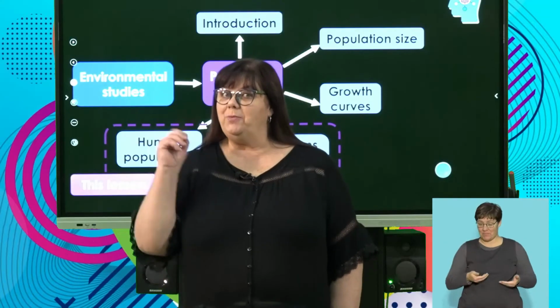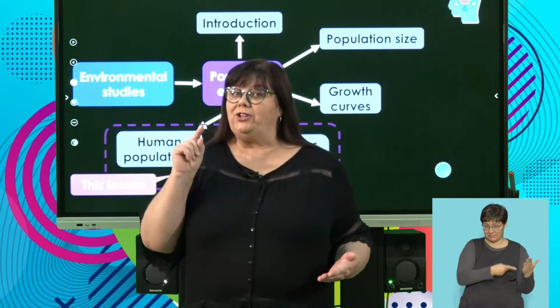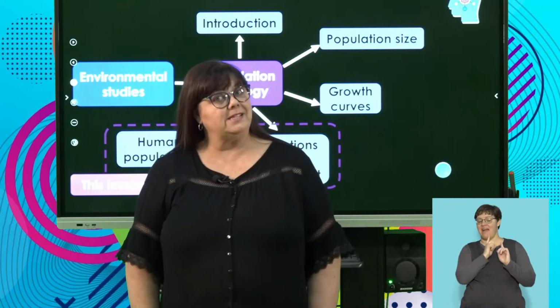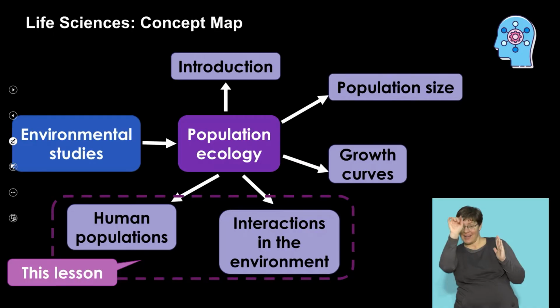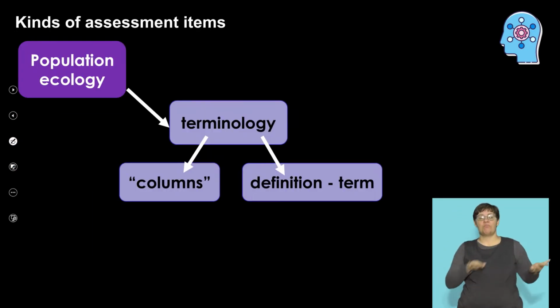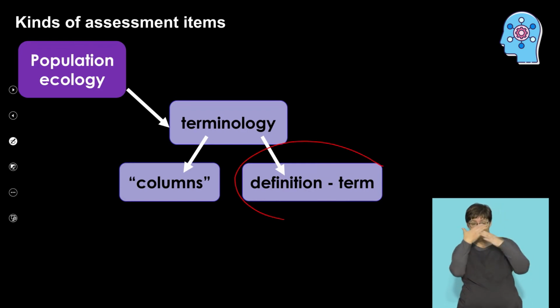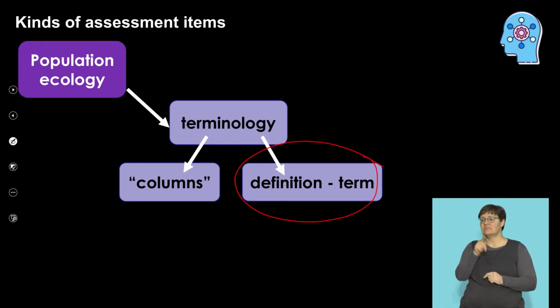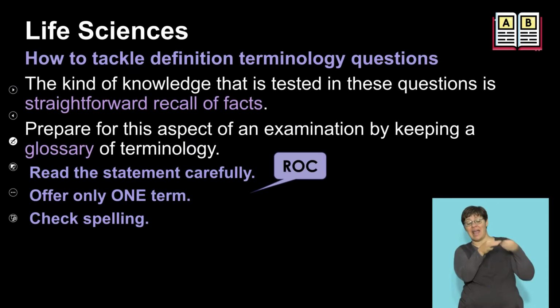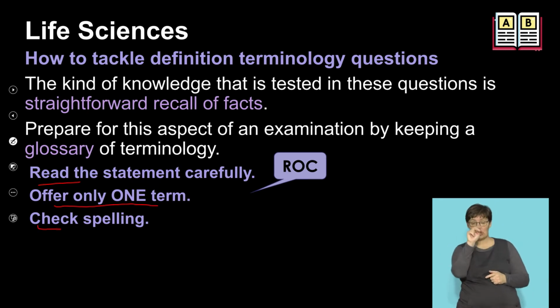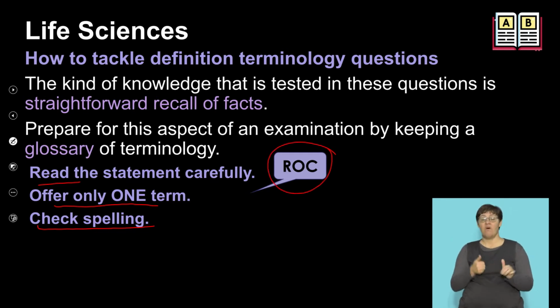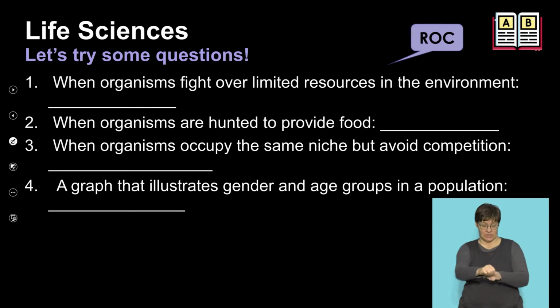Welcome back. I hope you've got your pen and your paper and you are ready to tackle the answers before I give them to you. So this is what we're doing, human populations and interactions, and now we're focusing on, given the definition, can you supply the term? Remember that you have to read the statement, offer only one term, and check your spelling to make it as accurate as possible, so we're following the ROC strategy.